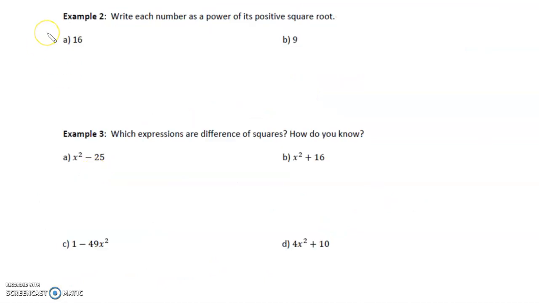Okay, example 2, write each number as a power of its positive square root. So 16 can also be expressed as 4 squared, right? Because when we root it, we get 4, and we know 16 is going to be that 4 times 4. 9 can be expressed as 3 squared, which is like 3 times 3.